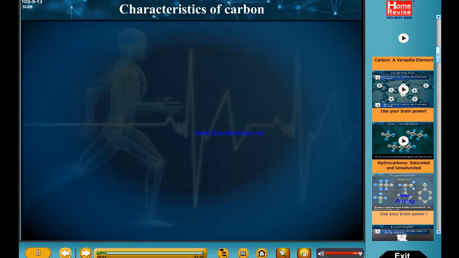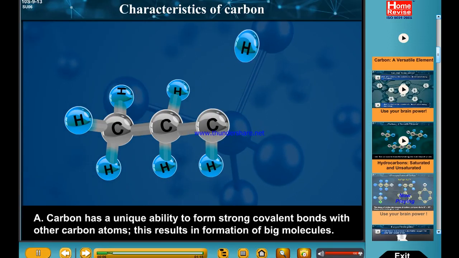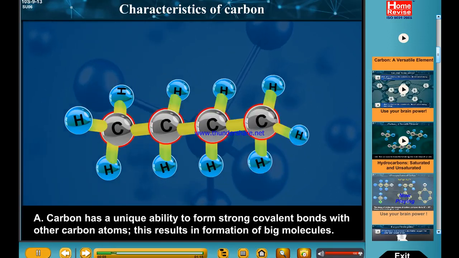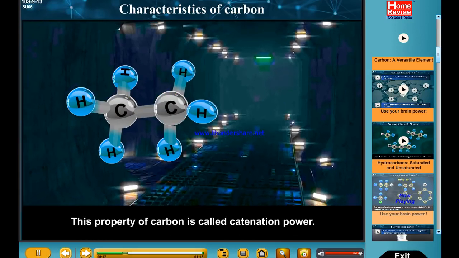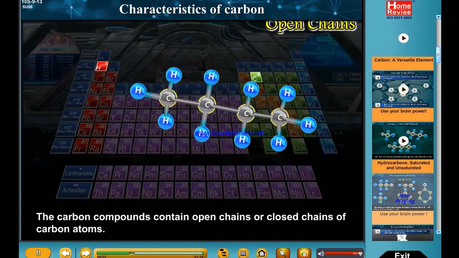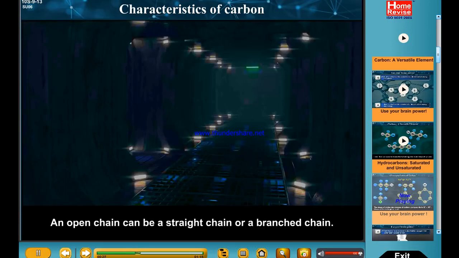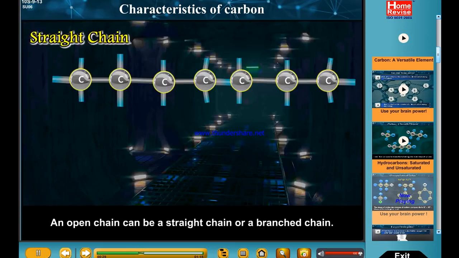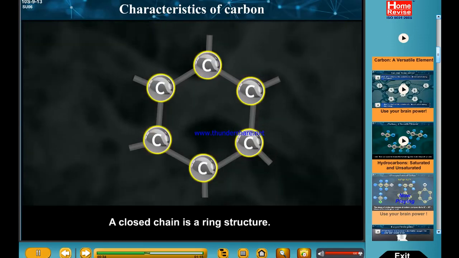Characteristics of carbon. A. Carbon has a unique ability to form strong covalent bonds with other carbon atoms. This results in the formation of big molecules. This property of carbon is called catenation power. The carbon compounds contain open chains or closed chains of carbon atoms. An open chain can be a straight chain or a branched chain. A closed chain is a ring structure.